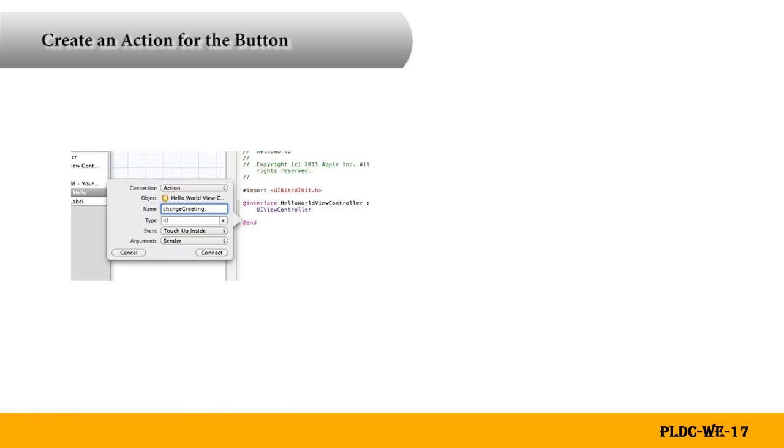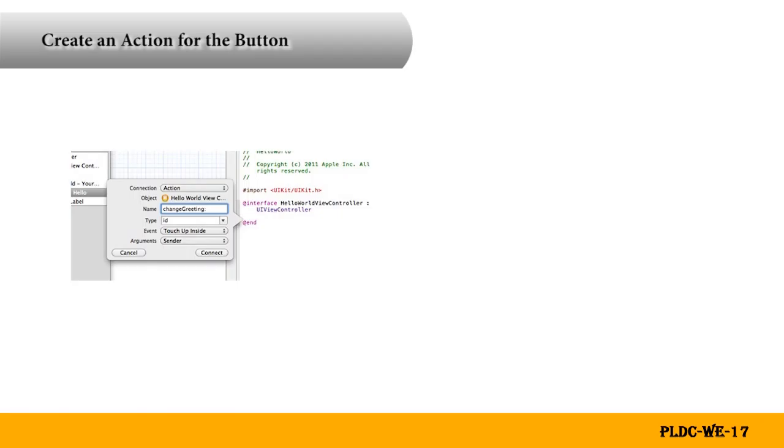In the popover, configure the button's action connection. In the Connection pop-up menu, choose Action. In the Name field, enter changeGreeting:, be sure to include the colon. In a later step, you'll implement the changeGreeting: method so that it takes the text that the user enters into the text field and displays it in the label.